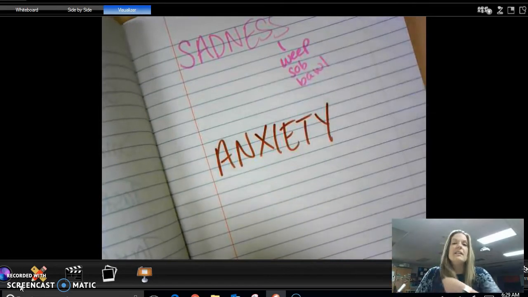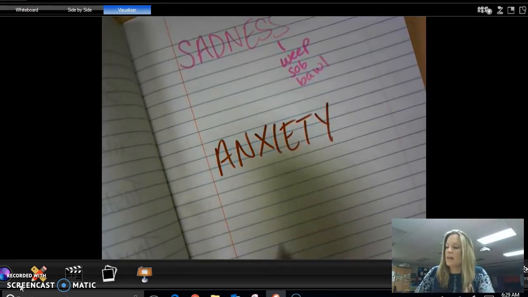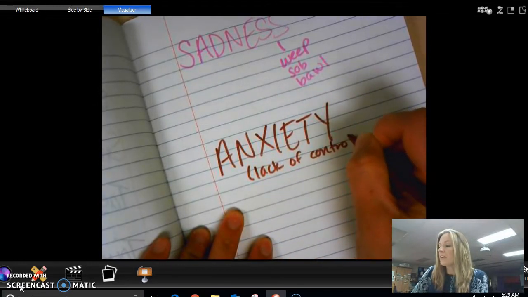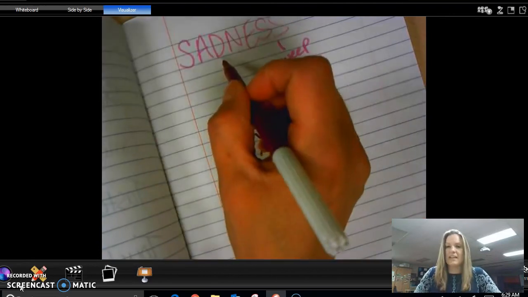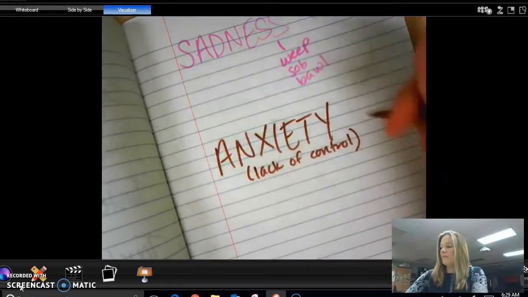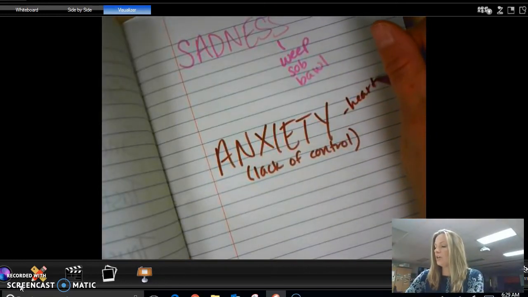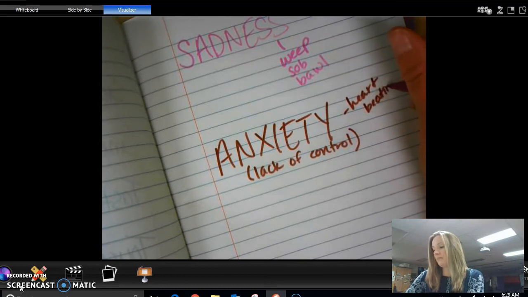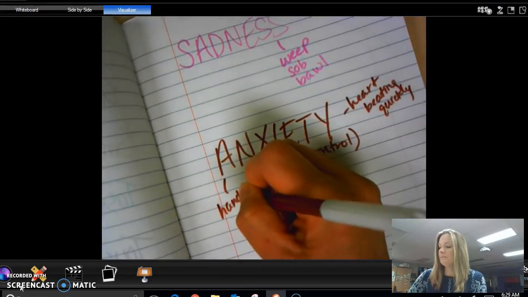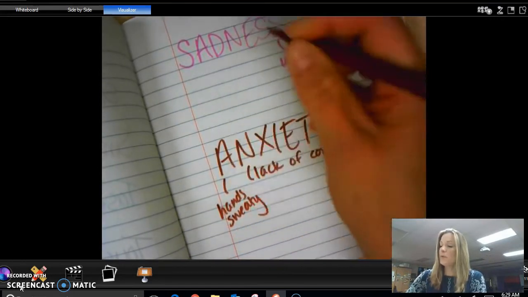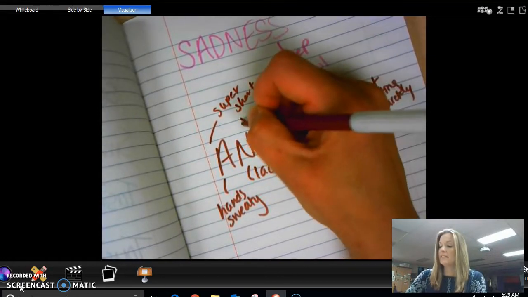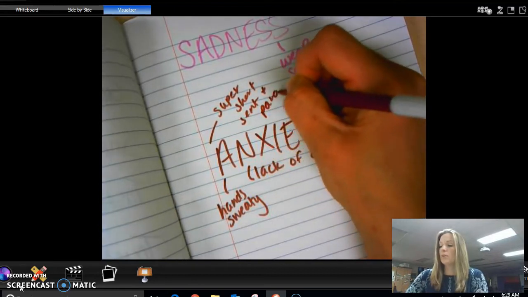Oftentimes we associate anxiety specifically with nervousness, but really what anxiety has to do with is this idea of lack of control. So your character can feel anxious in a very sad situation, like if someone is dying that they don't have control over, it can make them feel anxious. So it could include like your heart beating fast, quickly. It could be that your hands are sweaty. At this point in a piece for the anxiety, those super short sentences and paragraphs would work really well.